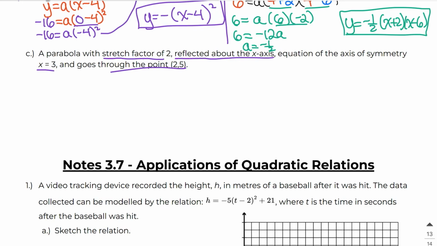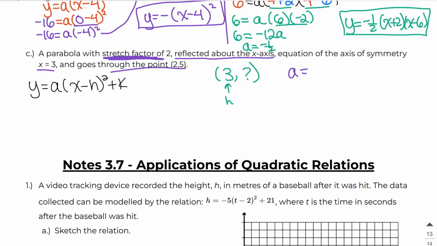So let's go ahead and write out vertex form. So y equals a times x minus h squared plus k. And we know that the vertex would have to occur when x is 3 because it's on the axis of symmetry. So we know our vertex is going to be (3, something). We just don't know what that something is, which means that we know what h is, but we don't know what k is. However, we also know what a is because it tells us that there's a stretch factor of 2 and that comes from the a value. But it's also reflected about the x-axis, which means that it's going to open down, which means a is negative. But it's still information that we know, so this is awesome.